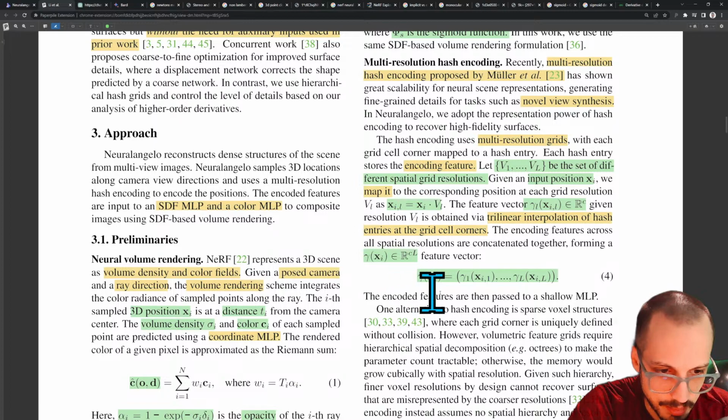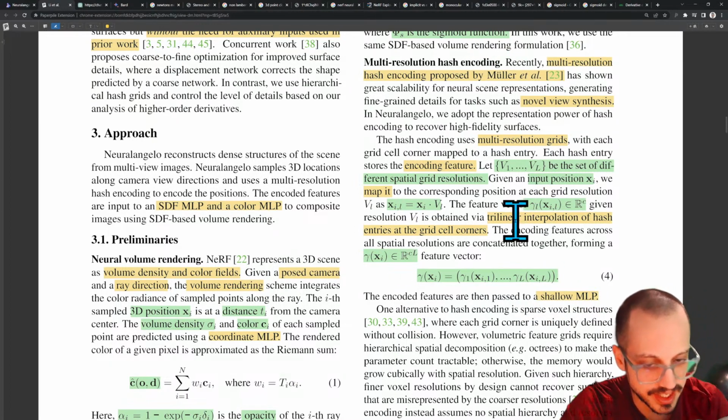The encoded features are then passed to a shallow MLP. Shallow refers to the fact that there's not a lot of layers. It's not very deep.